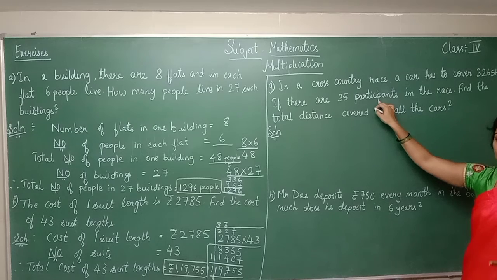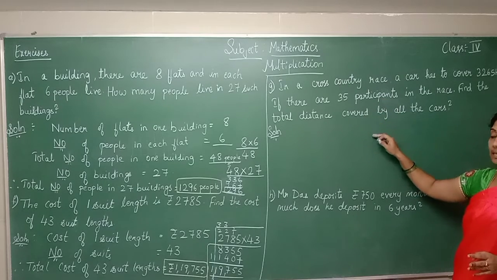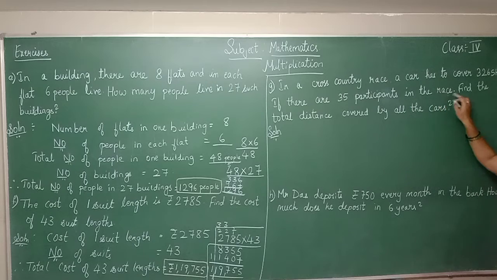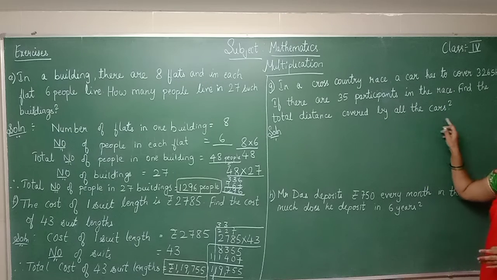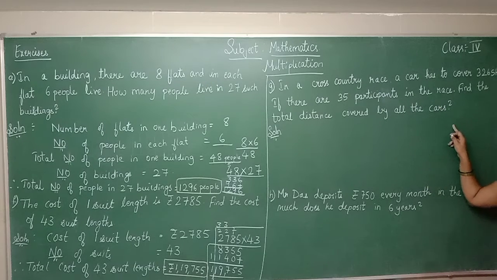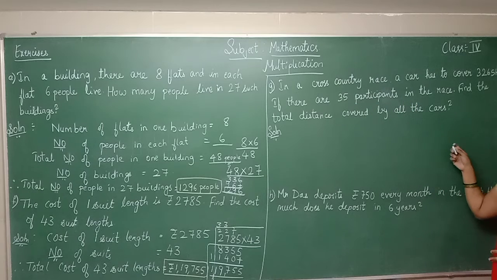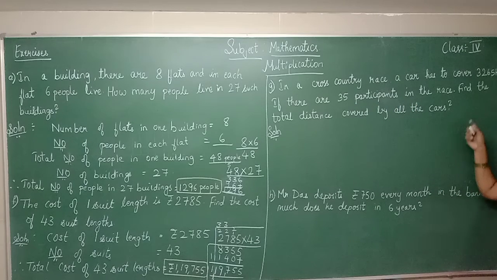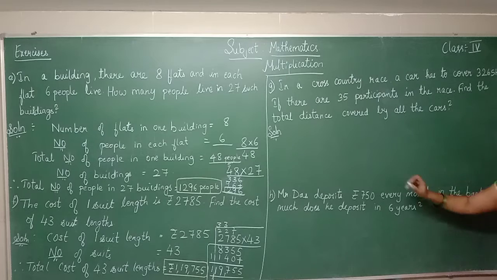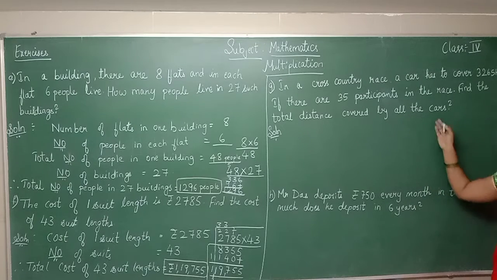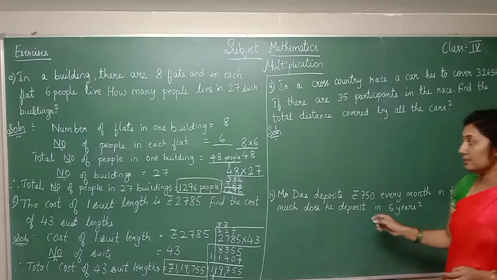Participants, there will be more than one. So here the number of participants is 35 in the race. Find the total distance covered by all the cars. For one car, it is covering 3265 kilometers. For 35 participants, what is the distance covered? When your question is with kilometers, the answer should also come with kilometers. When writing your solution, you have to go with your story also, not just writing your answer. So in your question only you are framing your answer there.